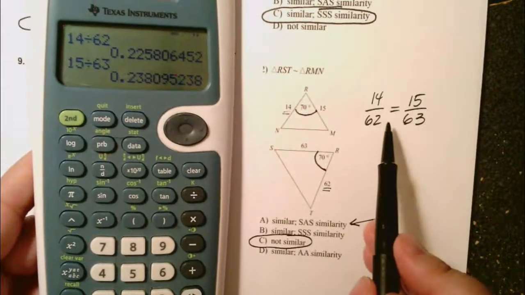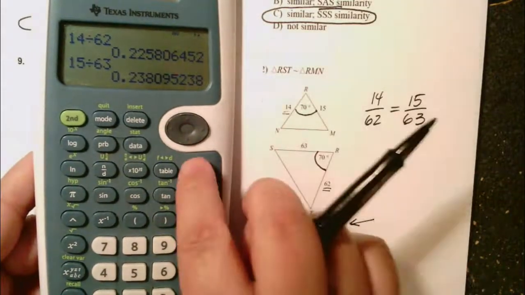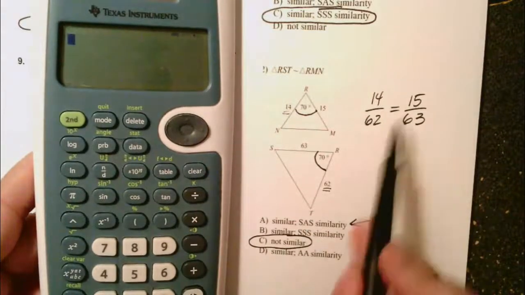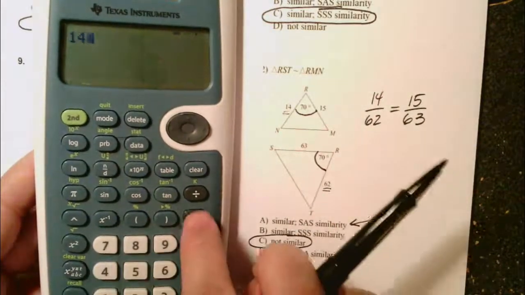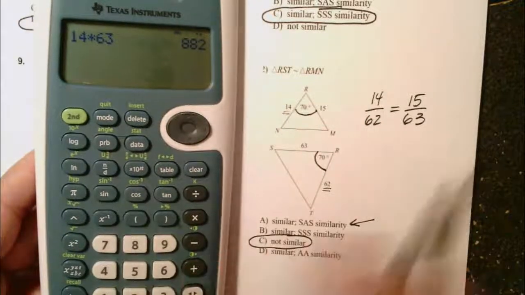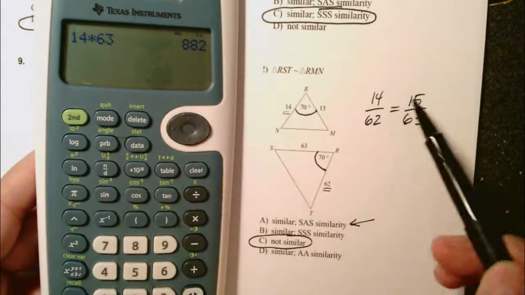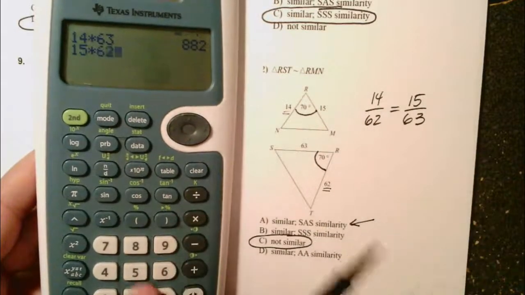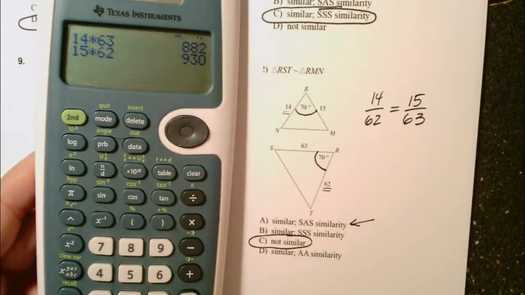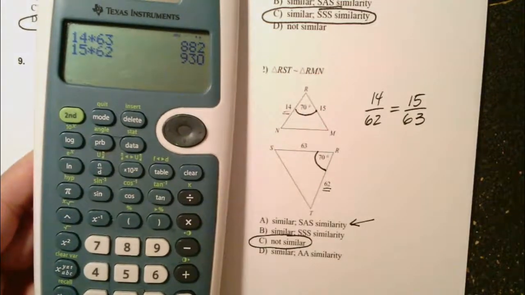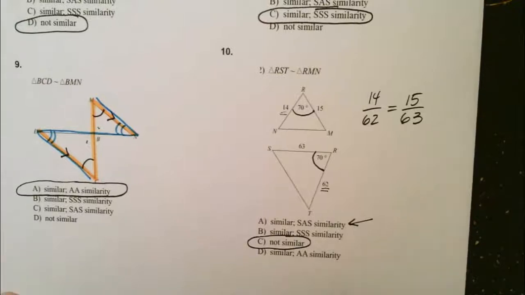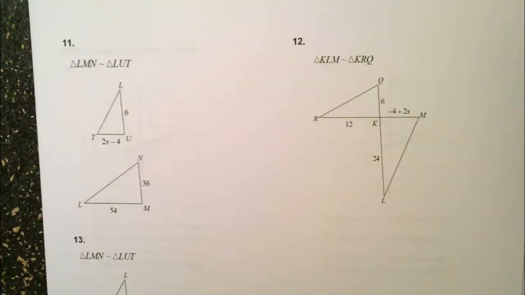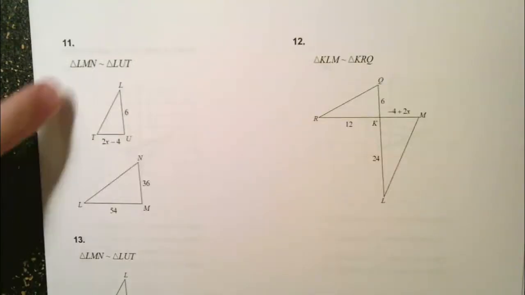This is a good one to show you another way of checking to see if a proportion is a true proportion, if the ratios are equal, is cross multiplying. 14 times 63, and then the other cross product would be 15 times 62. If those were equal, I would get the exact same number both times. So nope, not similar.